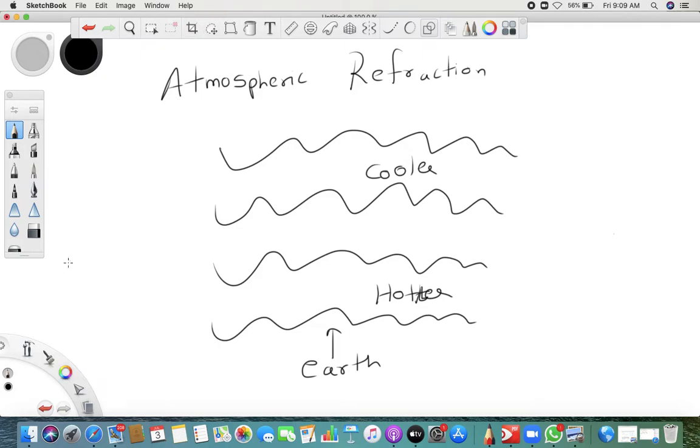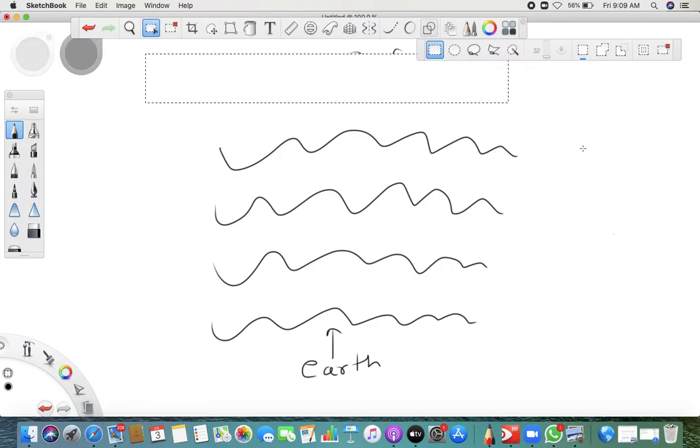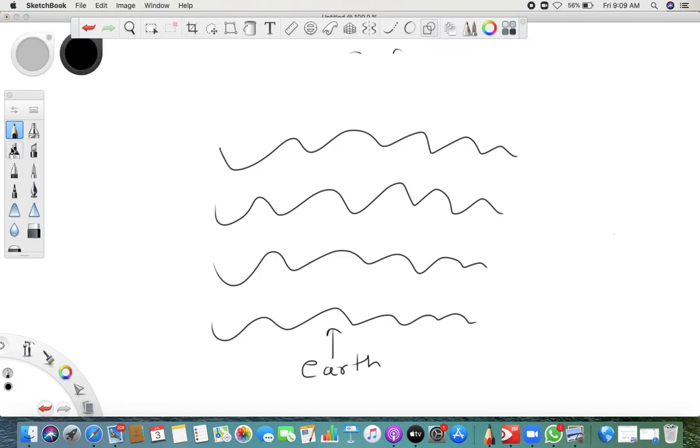Right? So see, let me show you. Now see, let's say this is our star. Let me remove this. So this is your star. Now when light comes from a star, it ideally should come straight, right? Let's say there is a person here.